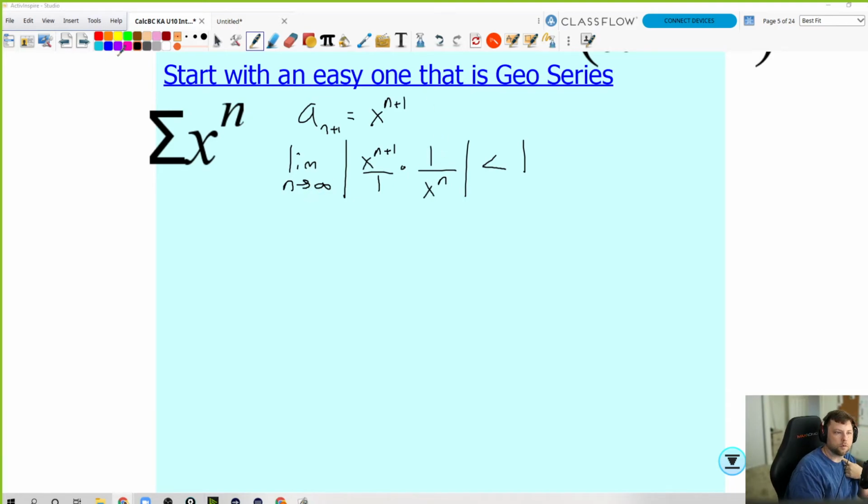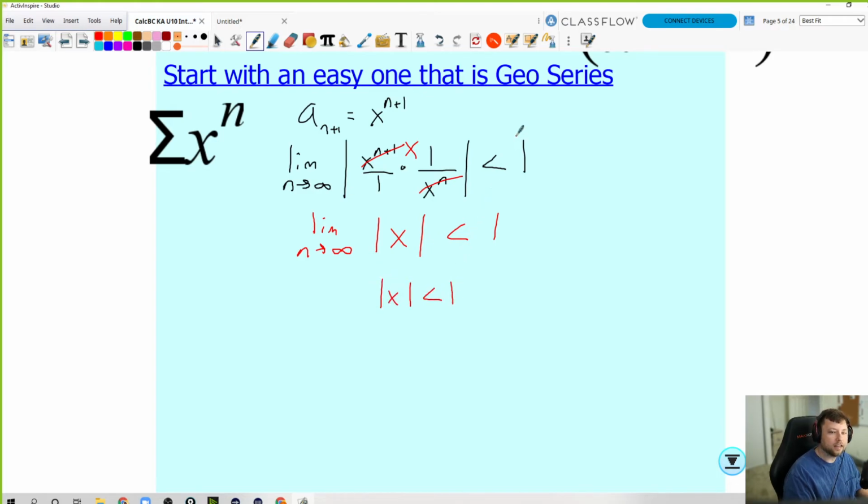Let's say I did this. What do I cancel out? I'm going to cancel out this with an x, right? I'm left with absolute value of x is less than 1. And you're like, wait, n goes to infinity. Where are the n's? They just go away. I mean, n goes to infinity, but in this case, it doesn't affect it at all. So we're just going to say absolute value of x is less than 1. This is when it converges by ratio test.